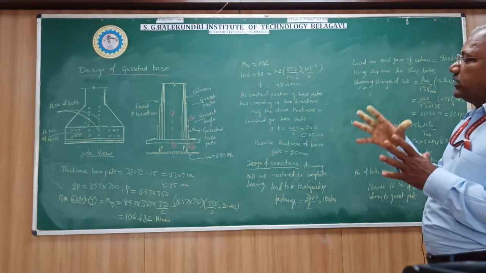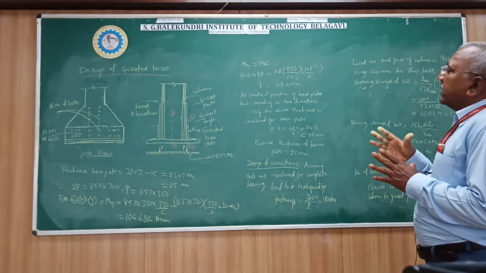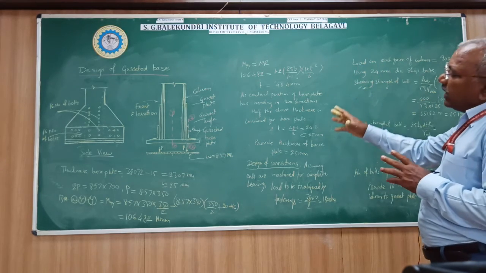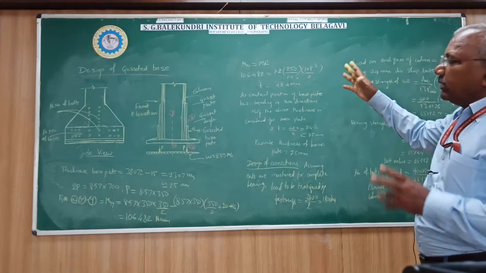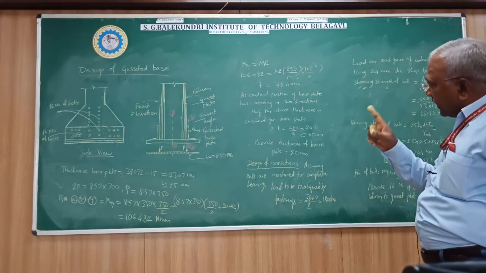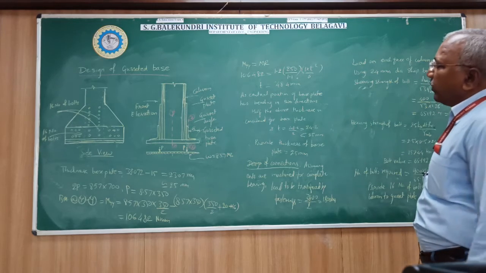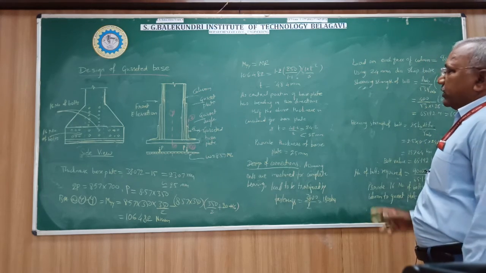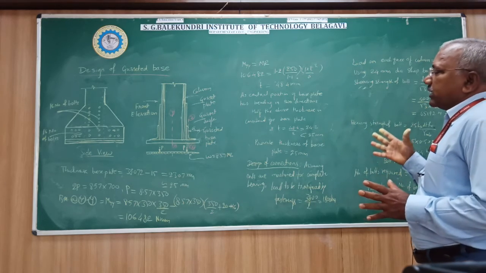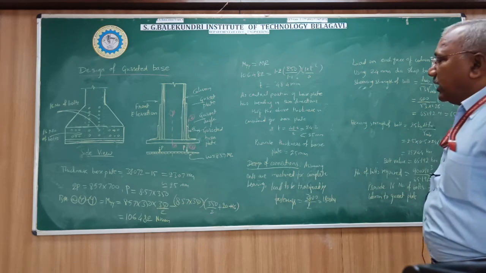Then the thickness of the base plate is obtained from the bending moment criteria, that is at the critical sections XX and YY. We find the bending moment and equate it with the moment of resistance of the base plate. From the two conditions at the critical sections XX and YY, we find the thickness of the base plate, and we provide the maximum value. That will be the thickness of the base plate required to resist the bending moment.